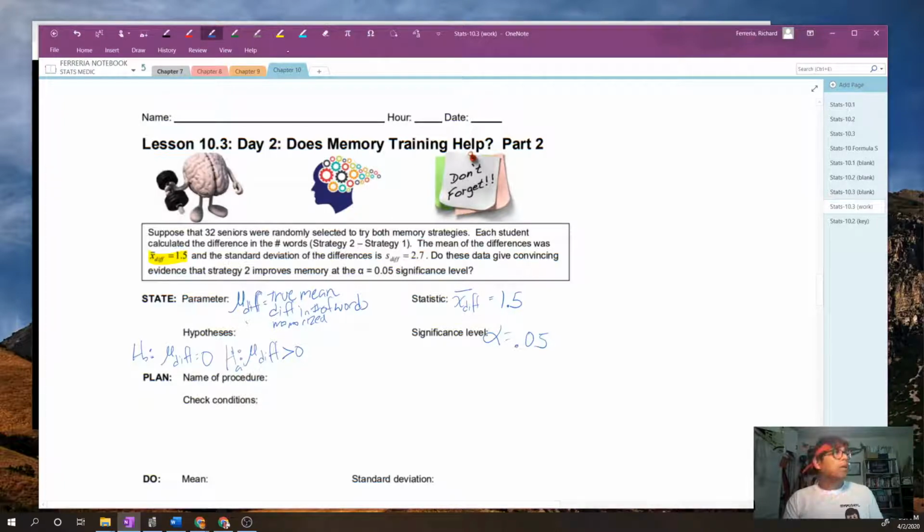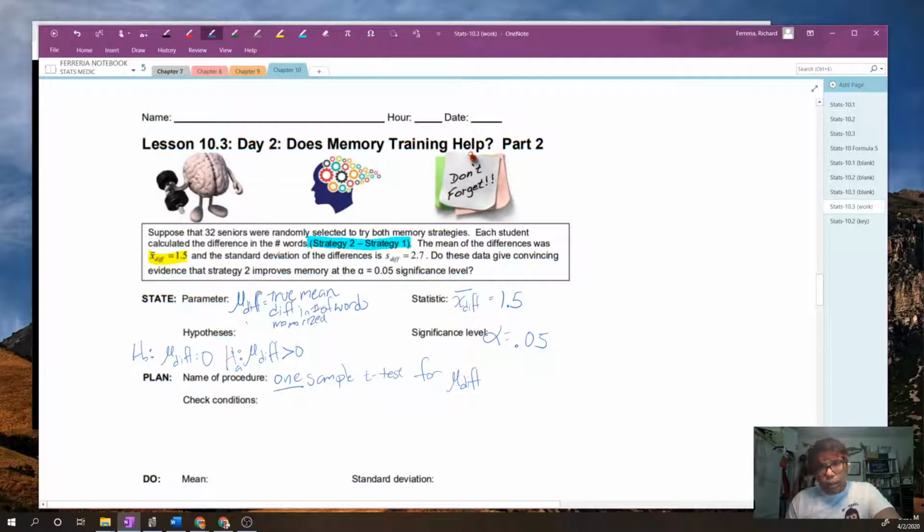Now remember what mu diff greater than 0 means. It means that strategy 2 minus strategy 1 is greater. So strategy 2 has the true mean average greater than strategy 1. So those are that. Name of the procedure. This is a 1-sample t-test for mu diff.